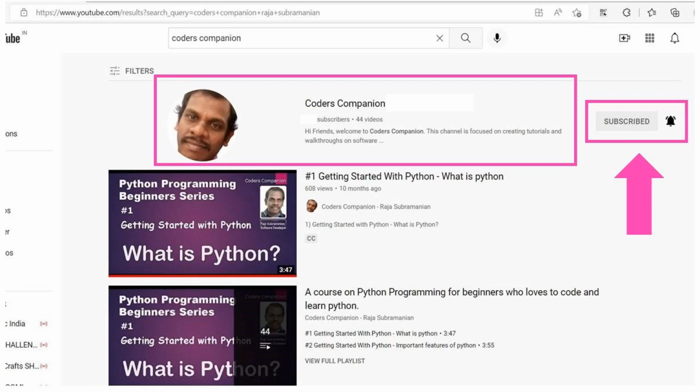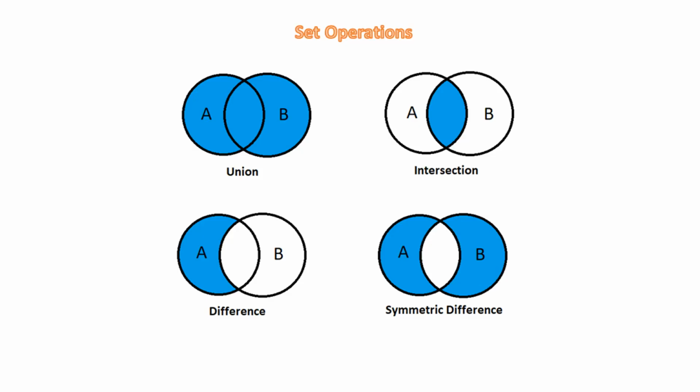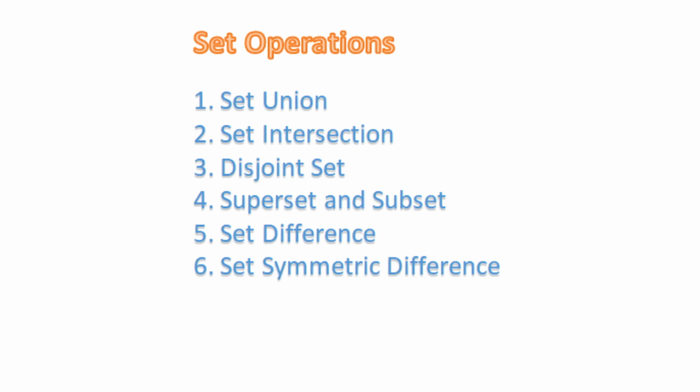Let's get started. Set operations in Python. Sets are used to carry out mathematical functionality. Set operations such as union, difference, intersection, and symmetric difference. Listed below are the set operations we will see one by one: set union, set intersection, disjoint set, superset and subset, set difference, set symmetric difference.